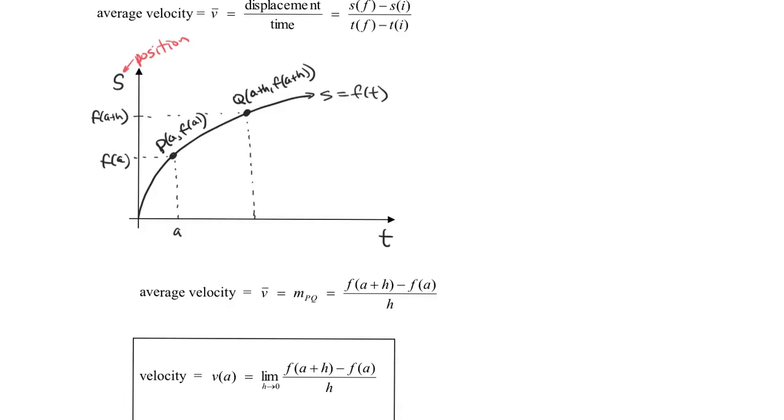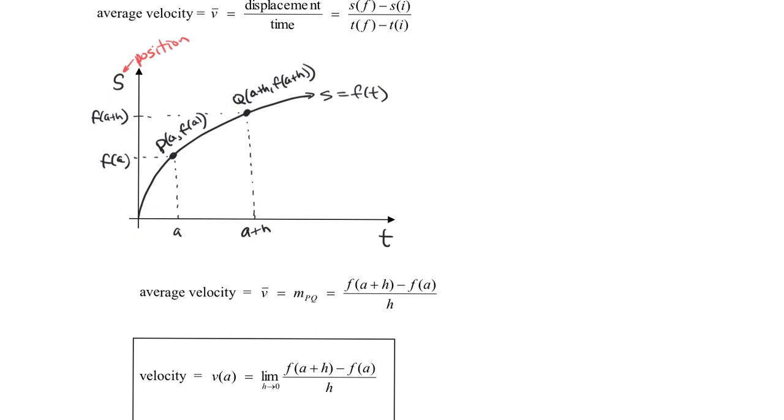So if you take a look at the curve below, we've got a position s versus time curve. You've got our function here. So s is a function of time. And we've got the curve that goes like this. We've also got this point A and this point A plus h along the x-axis. That will give us this point P here and this point Q here.